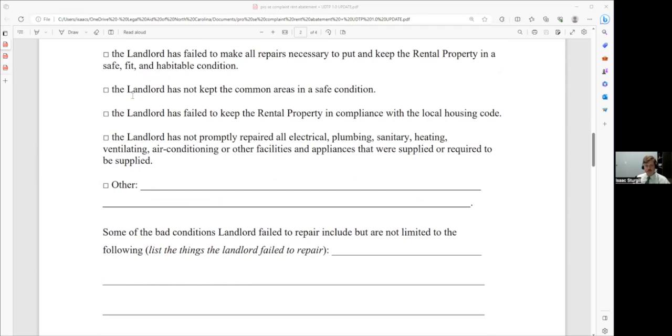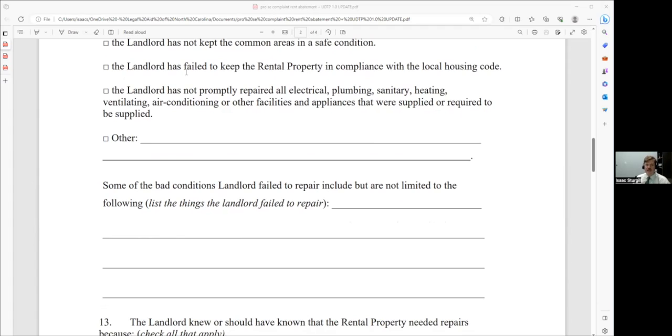The next one says the landlord has not kept the common areas in a safe condition. So landlords also have a duty to keep common areas in a safe condition. And this would be a situation like if the tenant lived in an apartment complex, or maybe even a duplex or something. The common areas like the hallways and the lobby and all that kind of stuff have to be kept in a safe condition. So that one's not as common, but it is another requirement under the law.